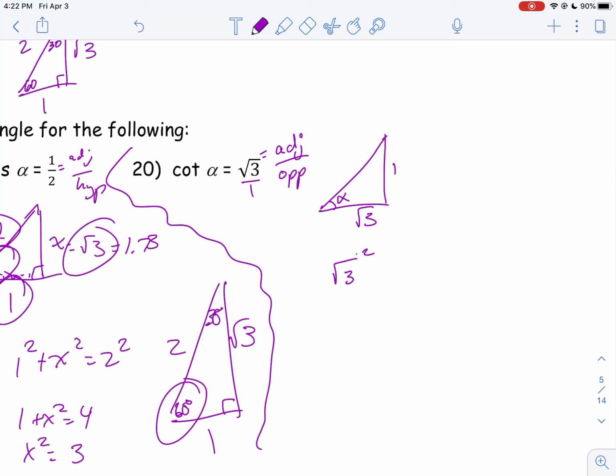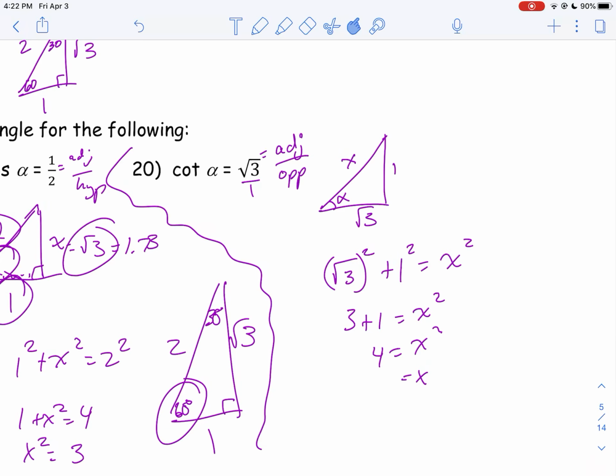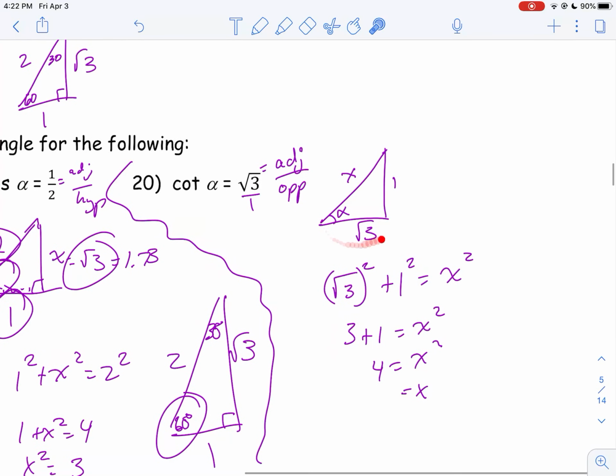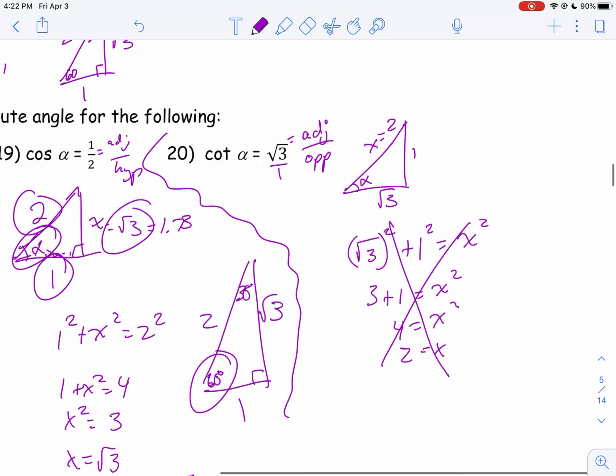Hopefully you're thinking you can just put this over 1. And now we're set. Square root of 3 squared plus 1 squared equals x squared. Kind of ran that together. Doing the Pythagorean theorem here. It's going to be 3 plus 1 equals x squared. 4 equals x squared. Probably not surprised. You probably saw it coming up here, right? That x is 2. So if you can skip this, that's fine. You can skip straight to here. Alpha, though, is at 30 or 60.